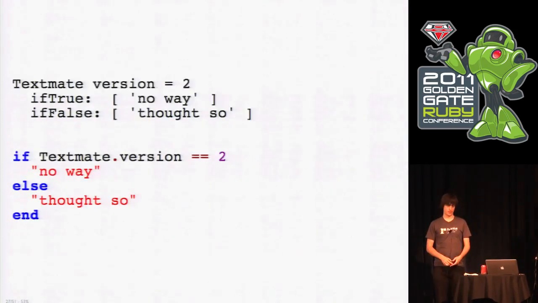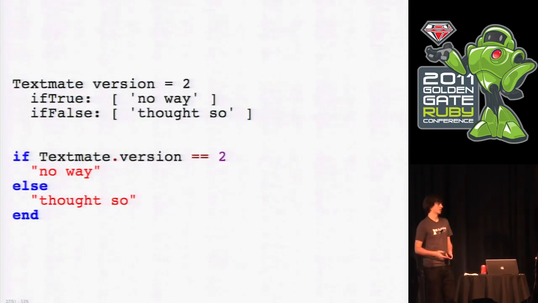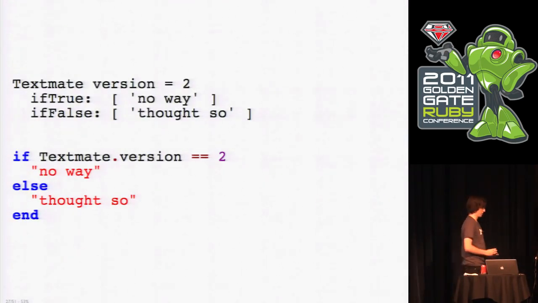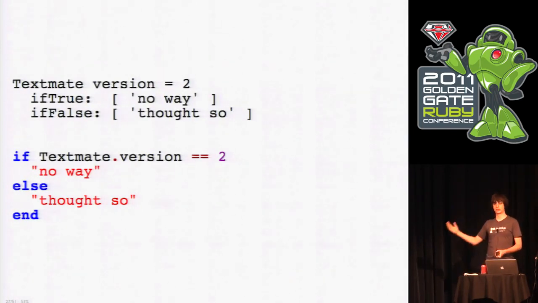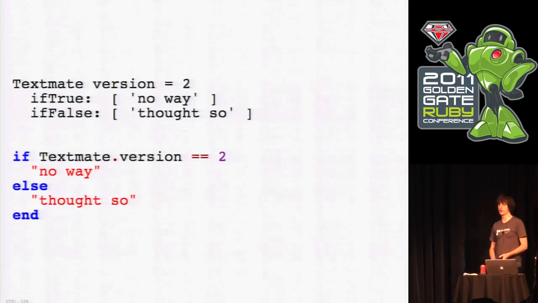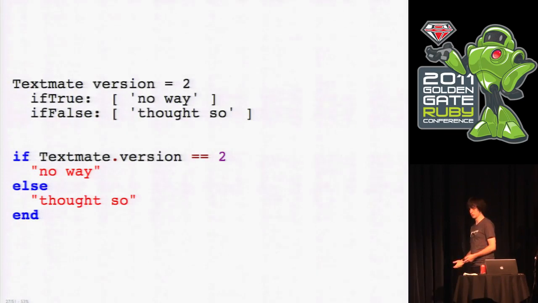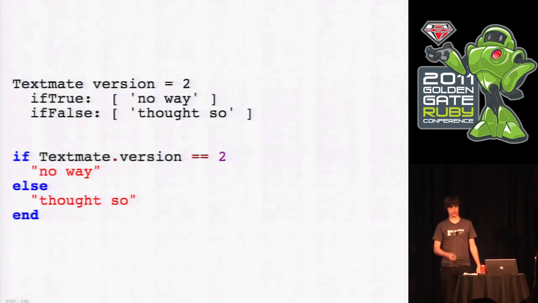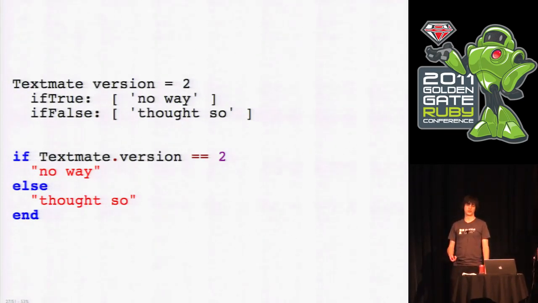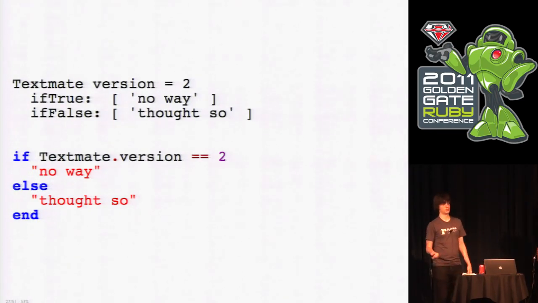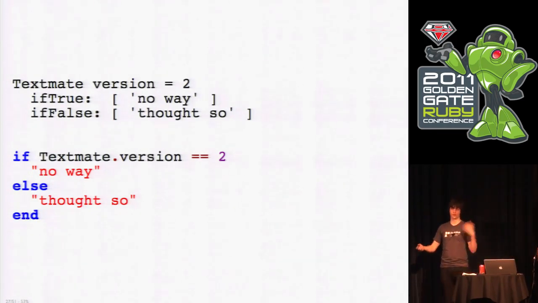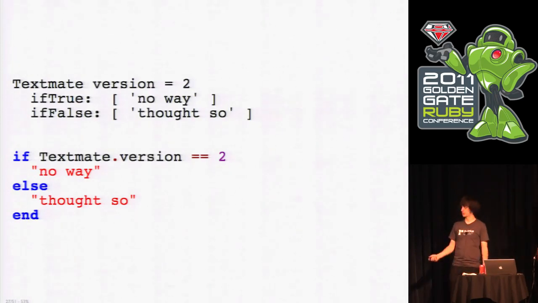And Smalltalk is completely object-oriented, which means there's no syntax for doing branching. There's no syntax for doing loops. It is all just method calls. And the object true would implement the if true method call by just calling the block passed to it, and the object false would implement it by simply not calling the block passed to it. Whereas in Ruby, we use a special structure for that.